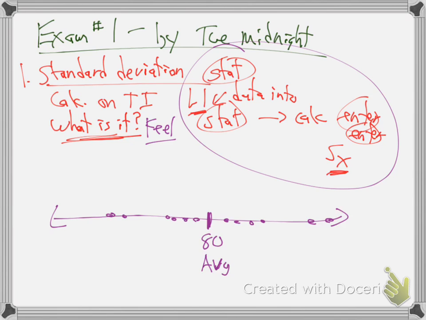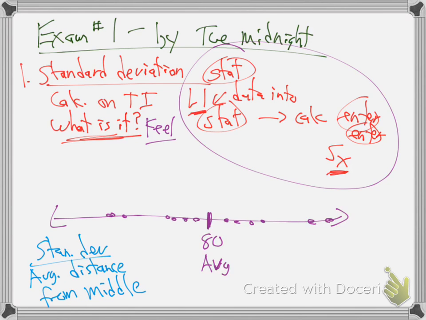That's standard deviation. Standard deviation, what it is: average distance from the middle. So I want you to feel that. What do I mean? Here's the middle, the average. Some people are close to the middle, some are really far from the middle. Some are close below, some are far below. But what is the average distance from the middle?